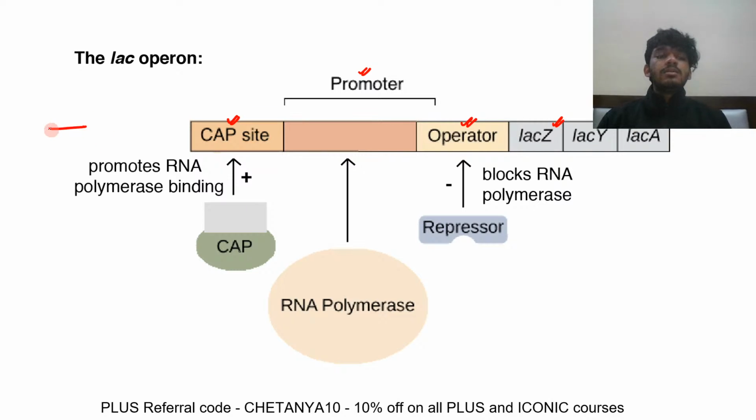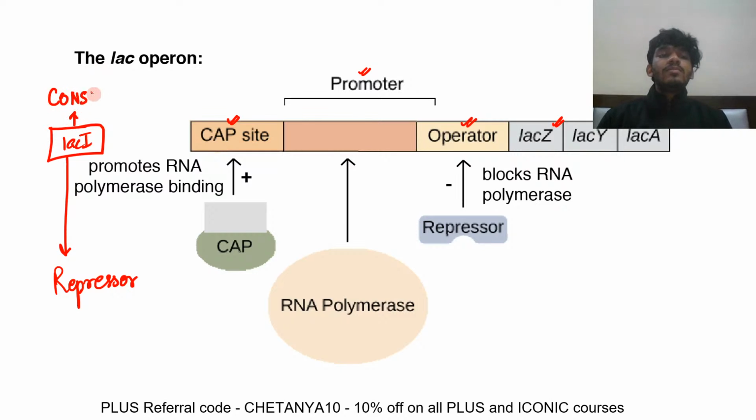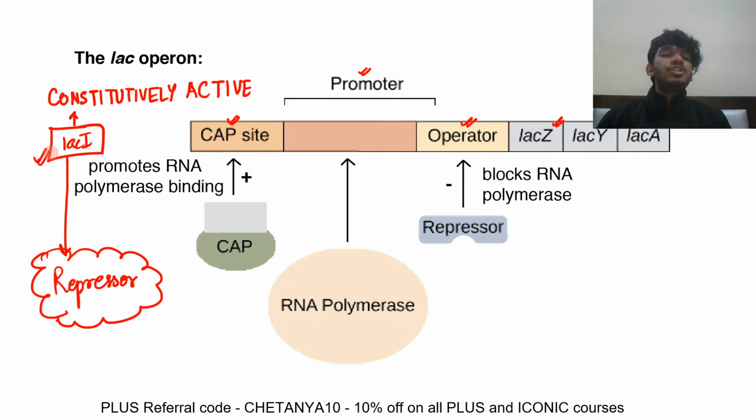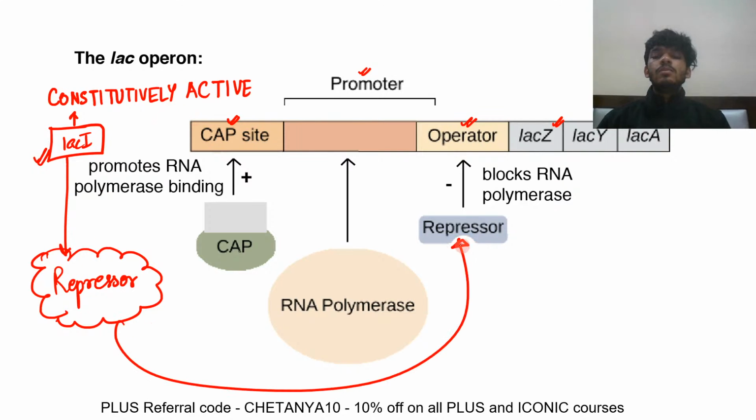There is a gene here known as Lac I, which synthesizes the repressor, and this gene is constitutively active. What do I mean by constitutively active? It means that it is functional all the time, that is, it is synthesizing its product all the time. So the Lac I gene is always synthesizing the repressor, which goes and binds to the operator site and blocks the movement of RNA polymerase. Do you understand this so far?